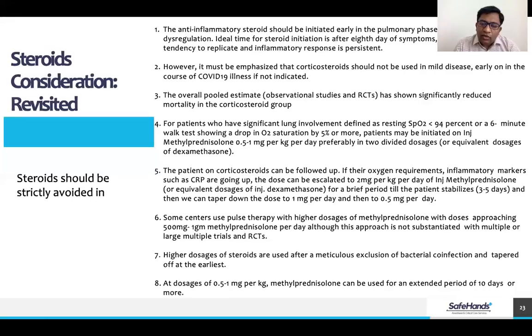Higher doses of steroids are used after meticulous exclusion of bacterial co-infection and are tapered off at the earliest. A dose of 0.5 to 1 mg per kg methylprednisolone can be used for an extended period of 10 days or more.